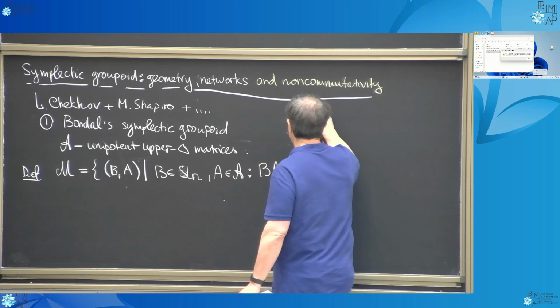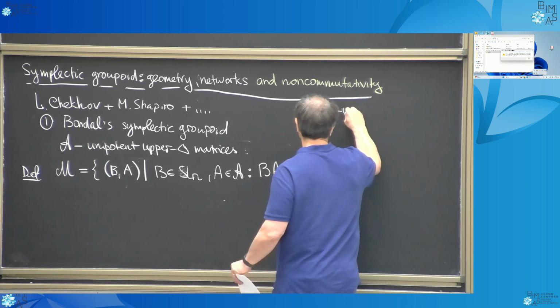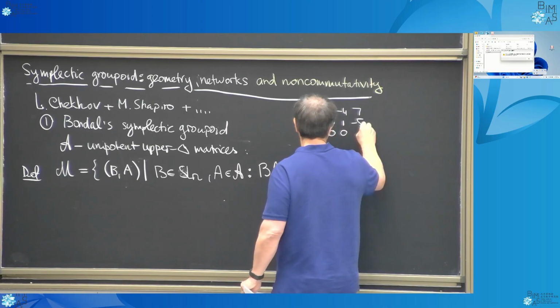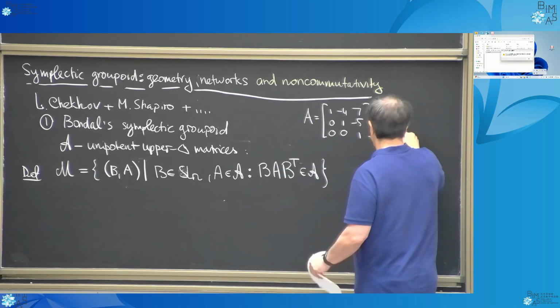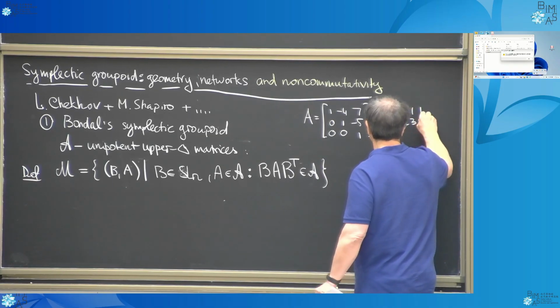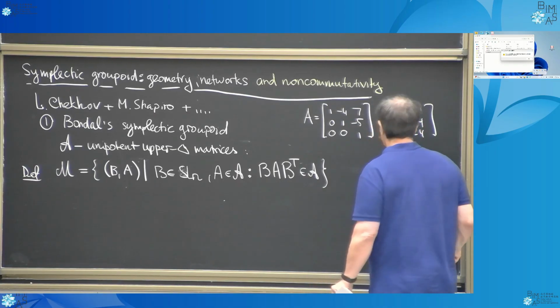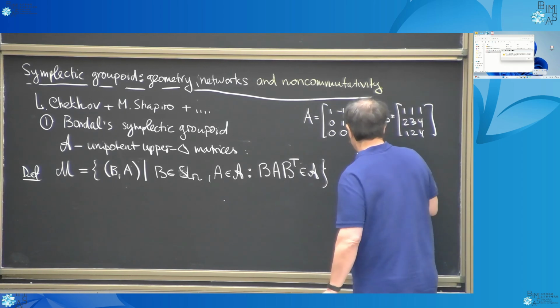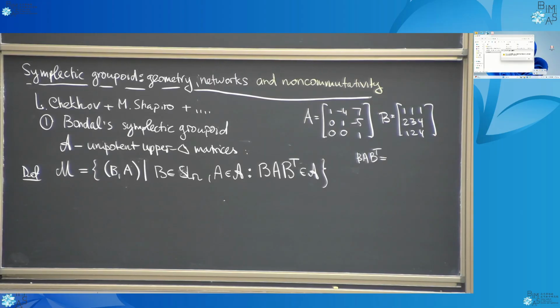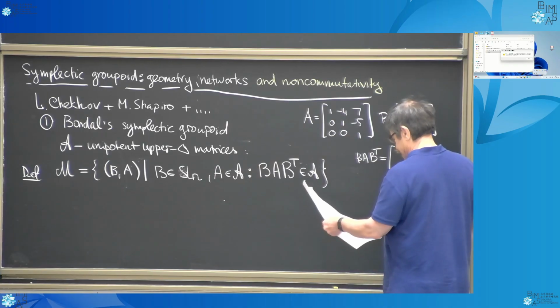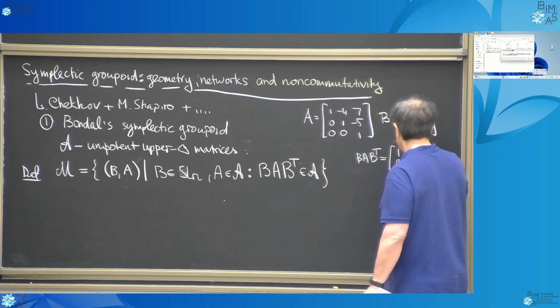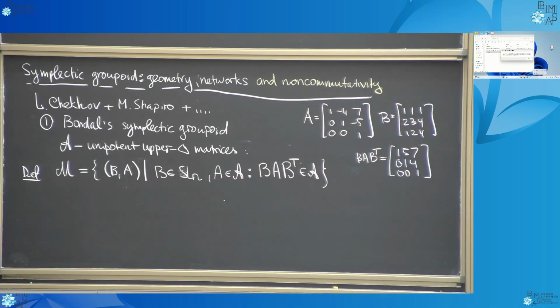What is an example of a compatible pair? Let's take A to be in the 3 by 3 case. It will be my main case today. And B, well, one example is just take B to be this. Then if we do this multiplication, everyone can check that the result of this operation will again be an upper triangular matrix of this form. So for instance, these two matrices actually constitute a compatible pair.